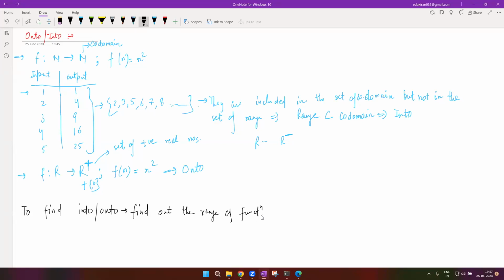So codomain will always be given. We always know what is the codomain of the given function. And if codomain is not given, then we consider the set of real numbers as the codomain. If codomain is given, good, it will be given in 99% of the cases. And in 1% of cases, when it is not given, what do you do? You consider R, the set of real numbers, as your codomain.